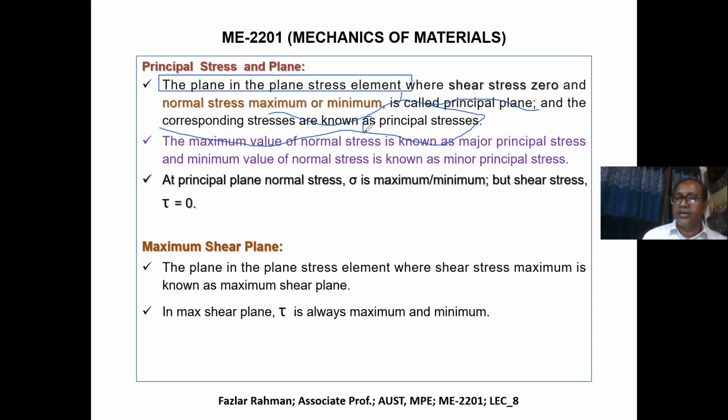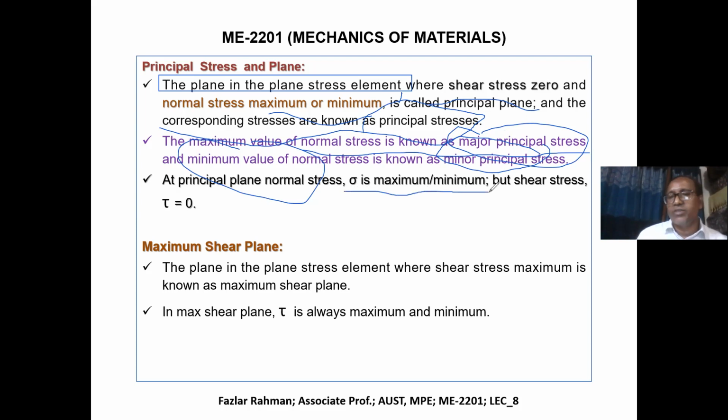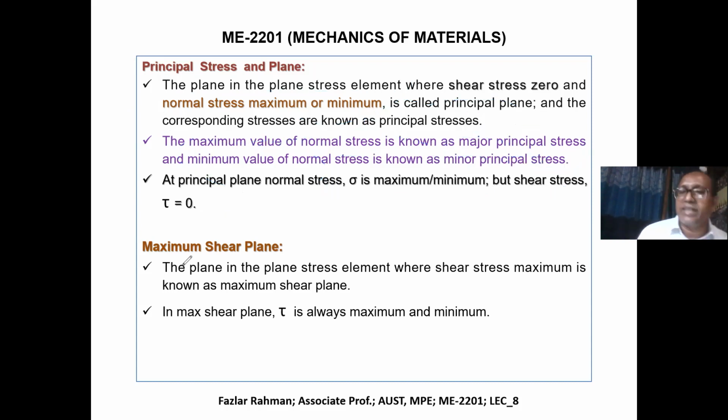The corresponding stresses, that means sigma 1 and sigma 2, are called principal stresses. The maximum value of normal stress is known as major principal stress. You might get two values of sigma, in both cases tau is 0, sigma maximum and sigma minimum. So the max value is called major principal stress and the minimum value is called minor principal stress. At the principal plane, the normal stress is maximum or minimum, but the shear stress is 0. That is the definition of principal stress and principal plane.